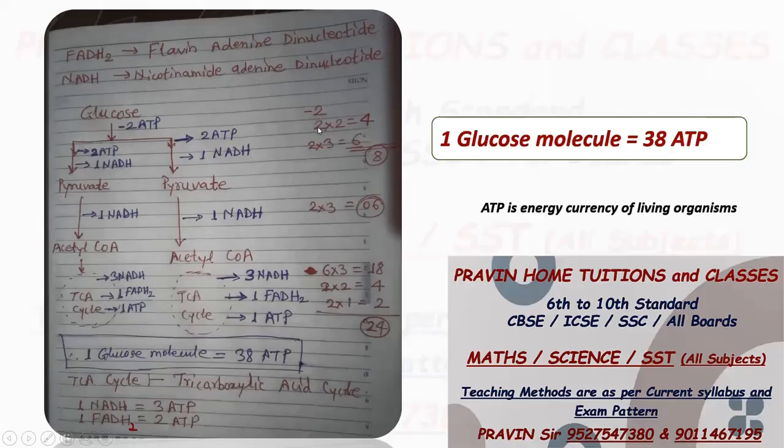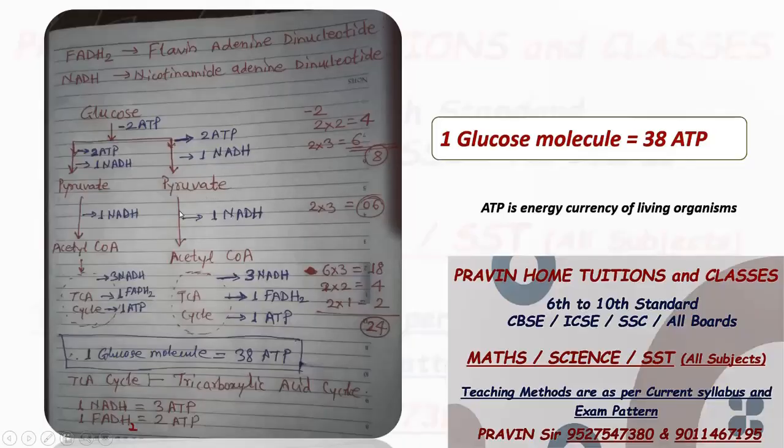First minus 2 ATP, then 2 ATPs are generated in one reaction, and two reactions, that's why 2 into 2, 4. Here, one NADH molecule is generated, but the reactions are 2, that's why 2. And one NADH is equal to 3 ATPs, so 2 into 3 is equal to 6. So in the first reaction, total minus 2 plus 4 plus 6, that is 8. 8 ATPs are generated, and this reaction is called glycolysis.